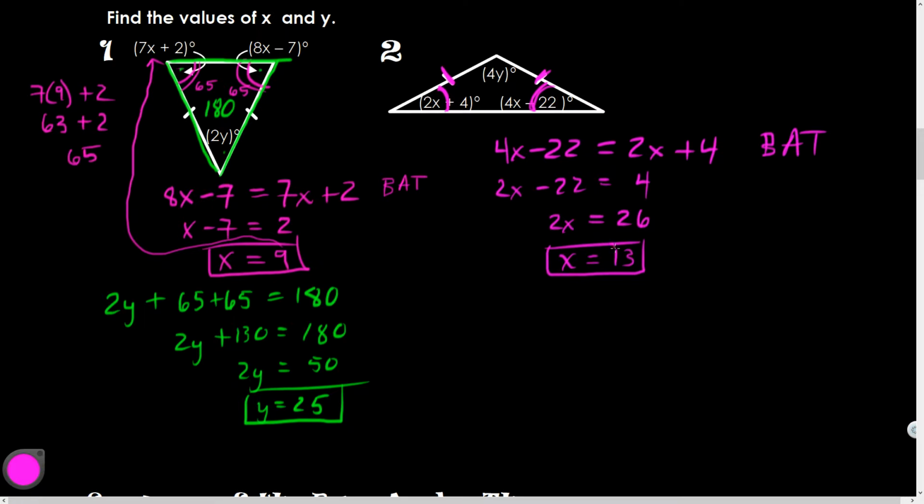And similarly to that last problem, I'm going to find this angle measure first. So I'm going to just do times the 18 plus 4. So that's 26 plus 4. That's 30. So that angle's 30 degrees, right? Both of them.